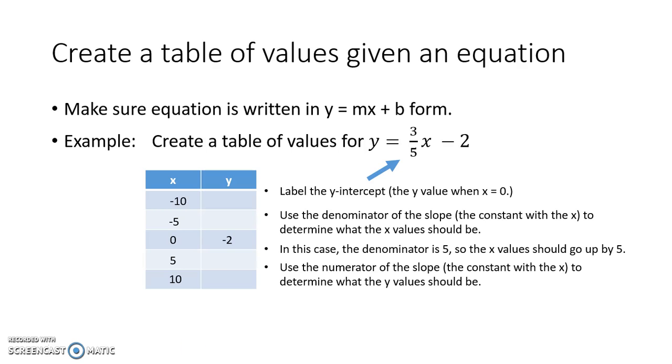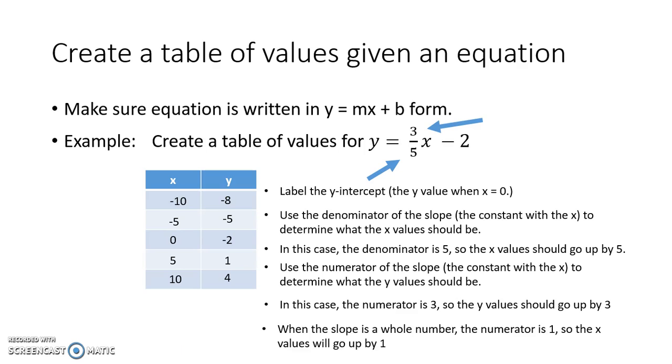The next thing you're going to do is use the numerator of the slope to determine what the y value should be. In this case, the numerator is 3, so the y value should go up by 3. So -2 plus 3 is positive 1. Positive 1 plus 3 is 4. Working backwards from the y-intercept, I'm going to subtract 3. So -2 minus 3 is -5. -5 minus 3 is -8.